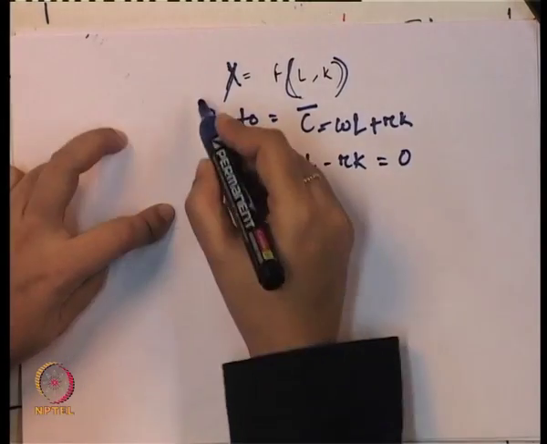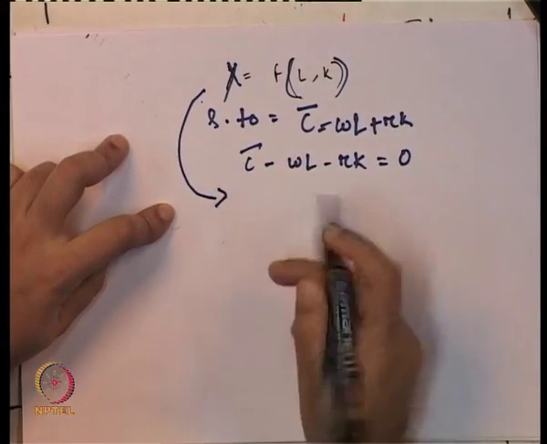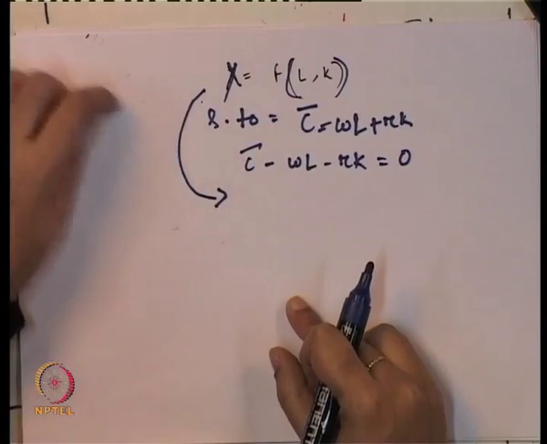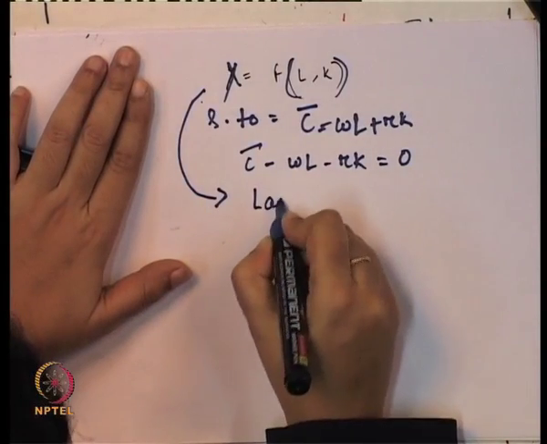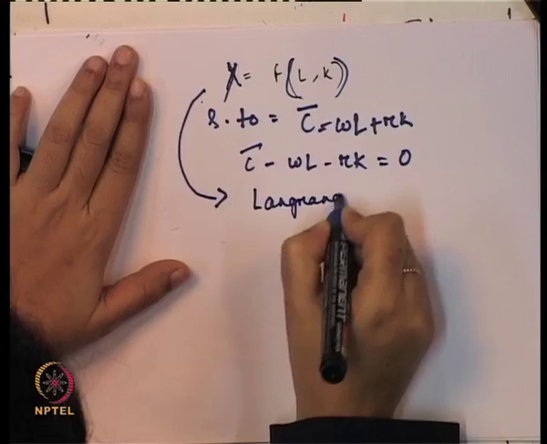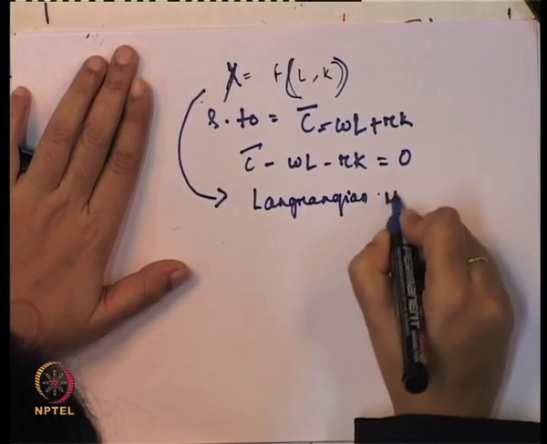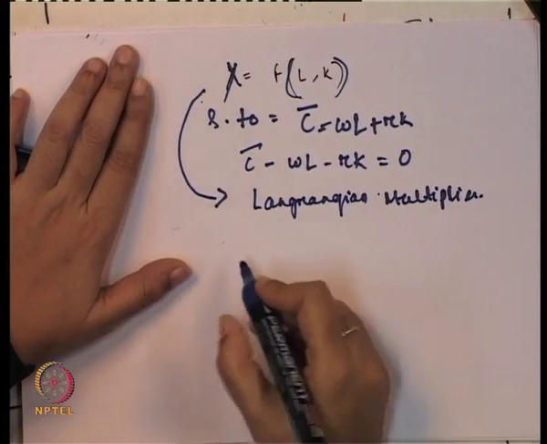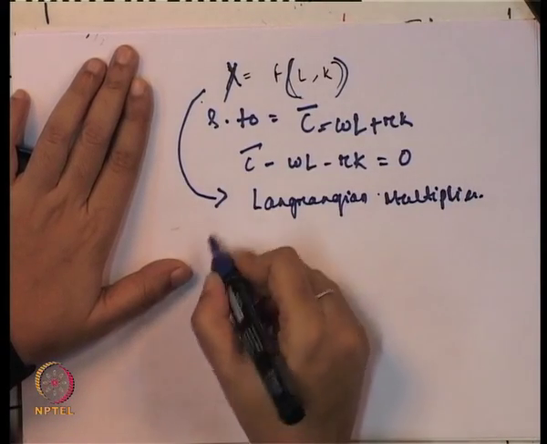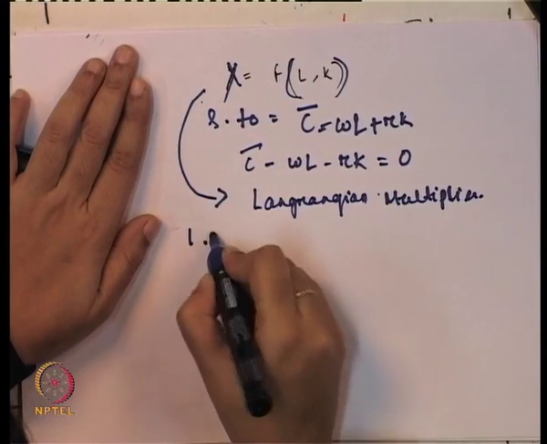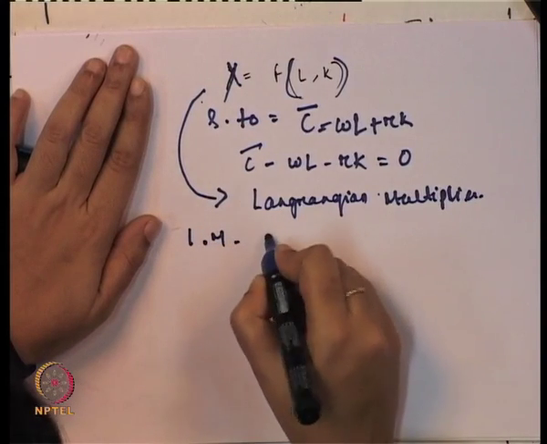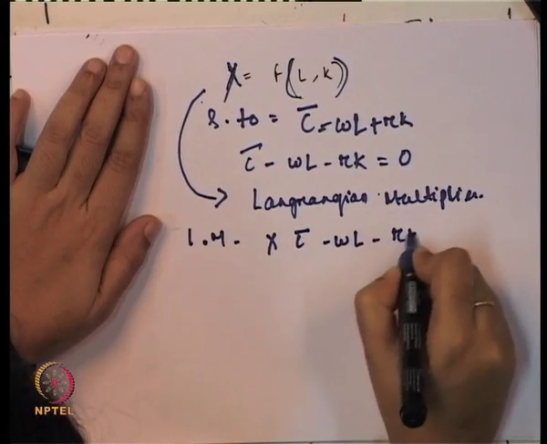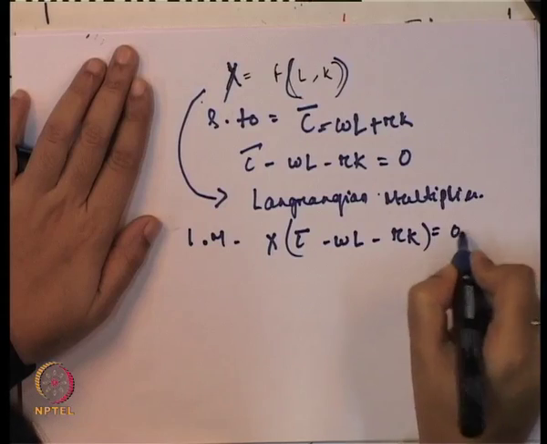Whenever we need to maximize or minimize something with respect to a constraint, we need to use a Lagrangian multiplier, generally known as the Lagrangian multiplier method. And here, what is the Lagrangian multiplier? The Lagrangian is x plus lambda times C bar minus W L minus R K, which is equal to 0.